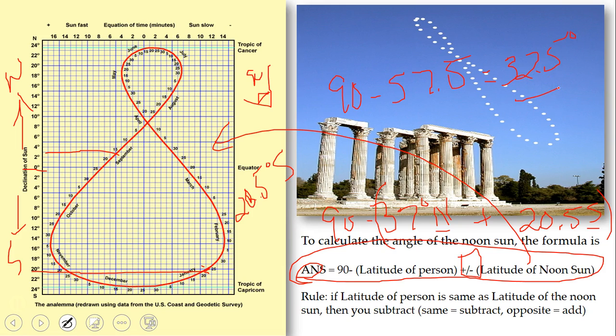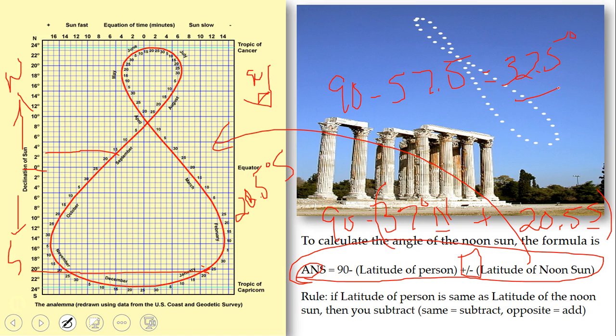Guess what that means? Today at noon, I would have gone outside, looked to the southern horizon, and I would have seen the angle of the noon sun off of that horizon being 32.5 degrees. Now, a question is how do I know that? How do I know that I would look to the southern horizon?